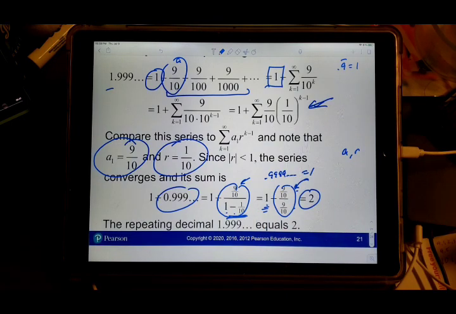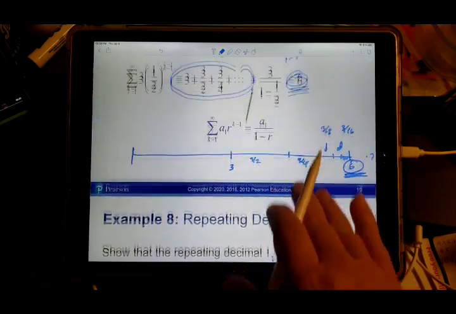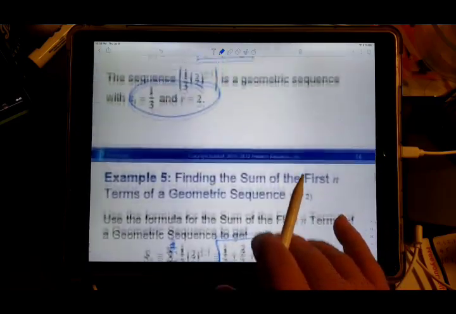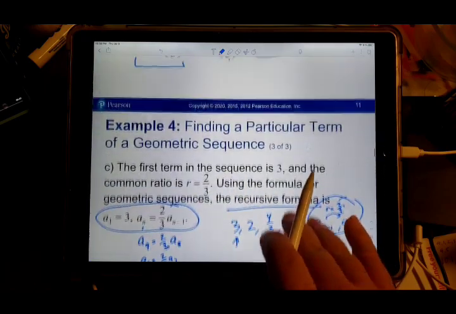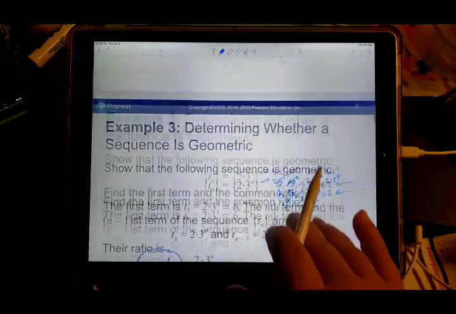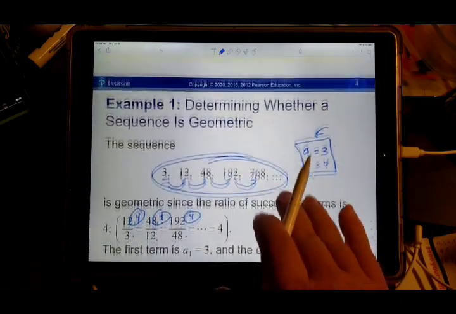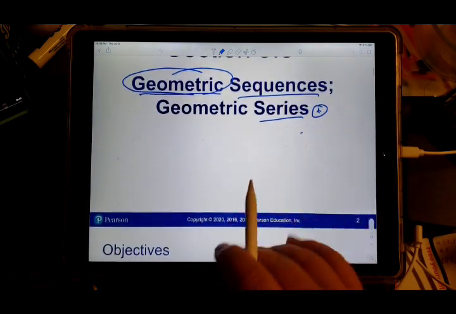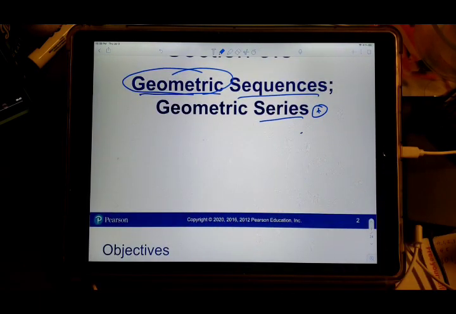But that's it. Section 9.3, the geometric sequence, and all of the things we can do with a geometric sequence. There it is. Geometric sequences and geometric series.